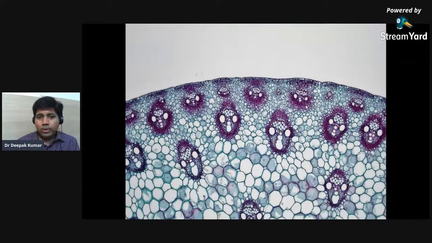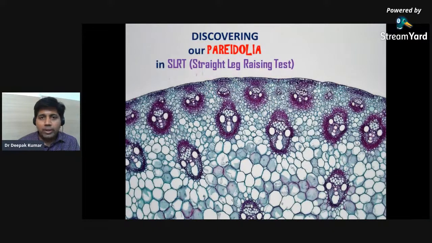These are the microscopic view of plants, where you are seeing the xylem and phloem. I'm not going to go into detail of botany, but I want to tell you how what we appreciate like a face is not a face, it is something else, but we appreciate it like a face. So today's topic is discovering our pareidolia in straight leg raising test. I want to share something about pareidolia before going to our topic. Two things: first, I'll explain pareidolia, which we will spend a little time on, but our major topic is the straight leg raising test.